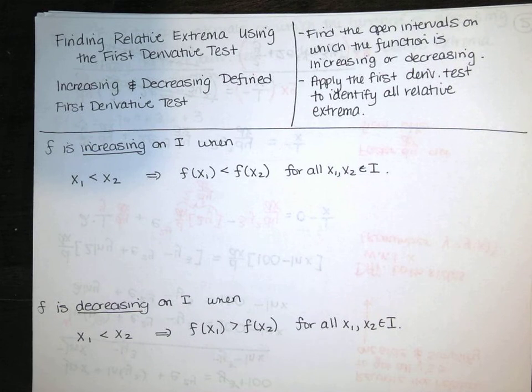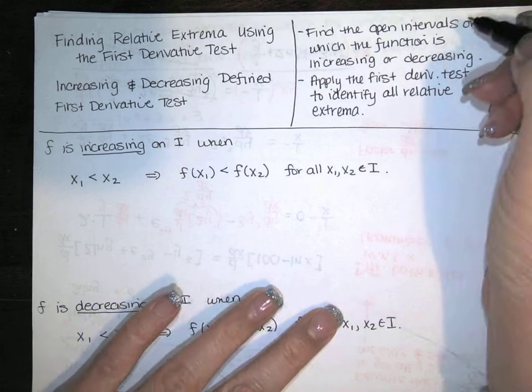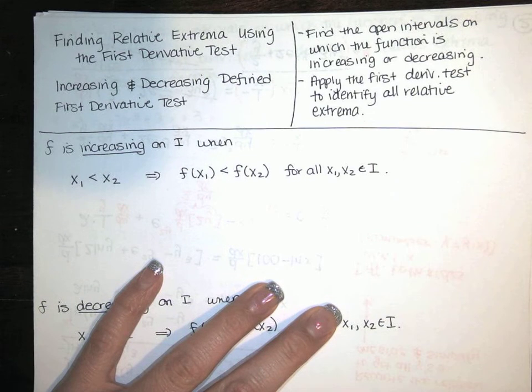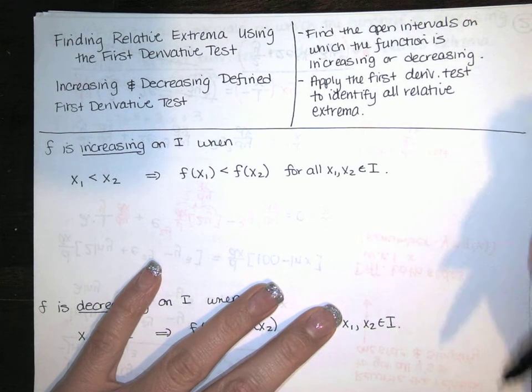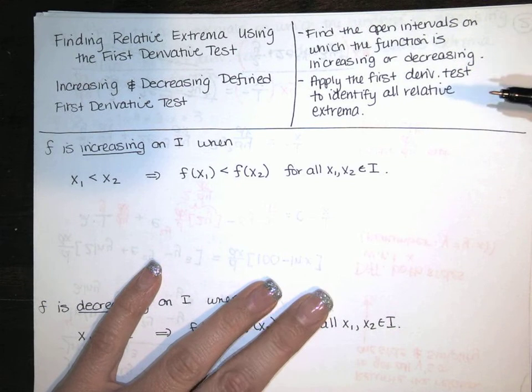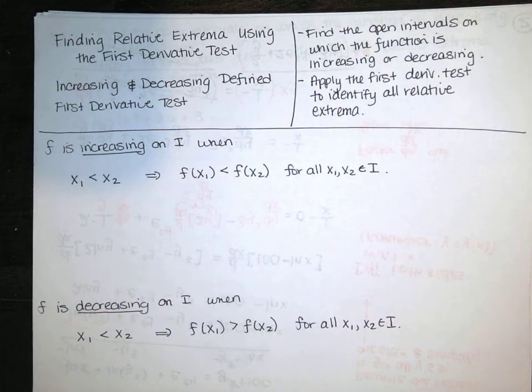Now, everything that I've written here on the top right is basically a problem statement. These are the types of things that you might be asked in this section. Somebody might ask you to find the open intervals where the function is increasing or decreasing. And they might also ask you to apply the first derivative test to identify all relative extrema. So that's basically what we're going to do. Now, first we need to define the terms increasing and decreasing.